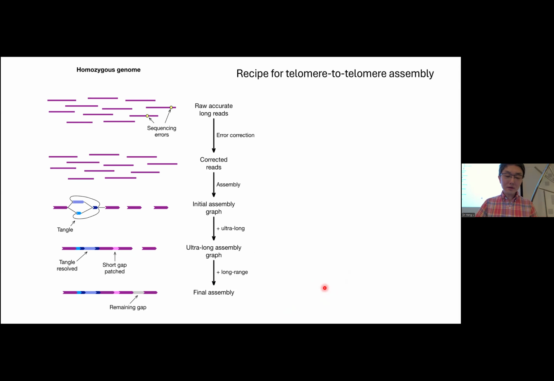And overall, the modern assembly workflow looks like this. We start with the raw reads, and then we do the error correction. I mentioned that you can correct most of the errors away.